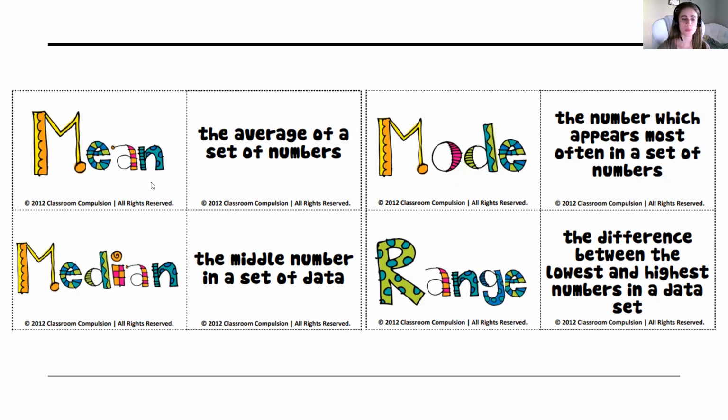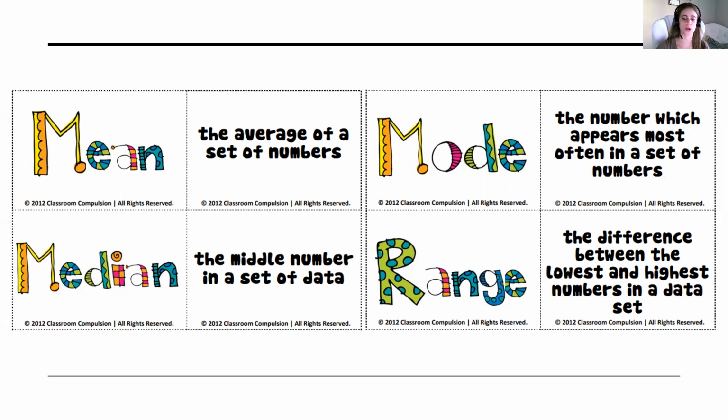When we're dealing with mean, that is another word for average. So the mean is the average of your given data set. Mode, that is the number which appears the most often. Median is the middle number in your data set. And range is the difference between your lowest and your highest number.